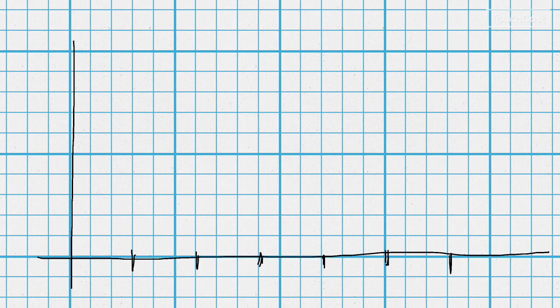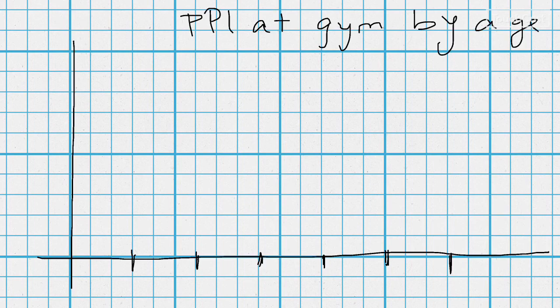It's customary to make them the same width. So this is people at gym, organized by their age. My axis here is frequency. I want to make sure I get all the way up to 12. So do I have enough space? Yeah, 1, 2, 3, 4, 5, 6, 7, 8, 9, 10, 11, 12.